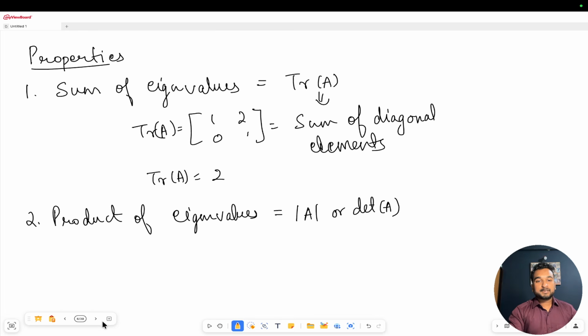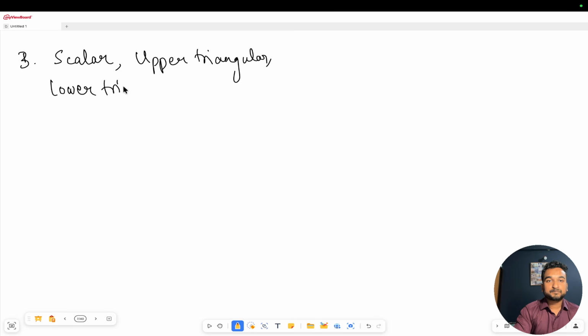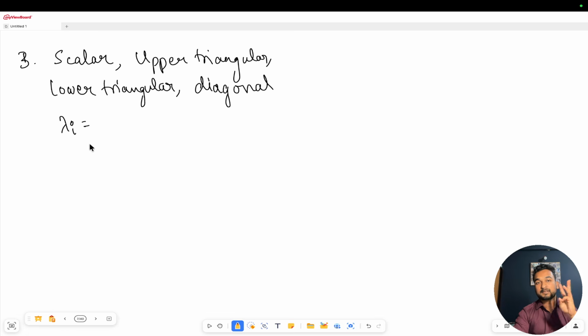One more useful property, the third property: if you have a scalar matrix, upper triangular matrix, lower triangular matrix, or diagonal matrix, then for all these types of matrices, the eigenvalues will be the diagonal elements. For a 3 cross 3 matrix there will be 3 eigenvalues, and for these types of matrices, your eigenvalues will be the diagonal elements.